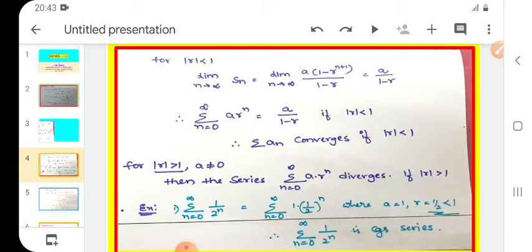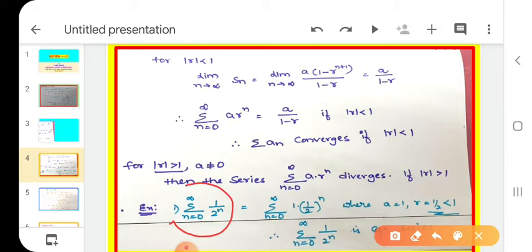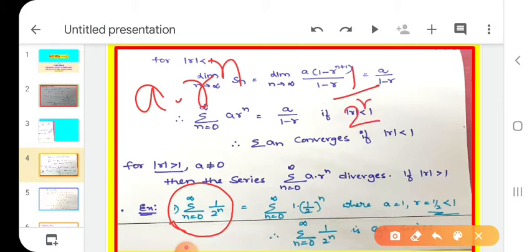Just see here, one example is there. See, summation n equals 0 to infinity 1 by 2 power n. What is the series here? Summation n equals 0 to infinity. In geometric series, the n value should lie between 0 to infinity only. Here also we have the summation n equals 0 to infinity. Okay, next we have a into r power n. Which form we have? A into r power n. But here we have only 1 by 2 power n.